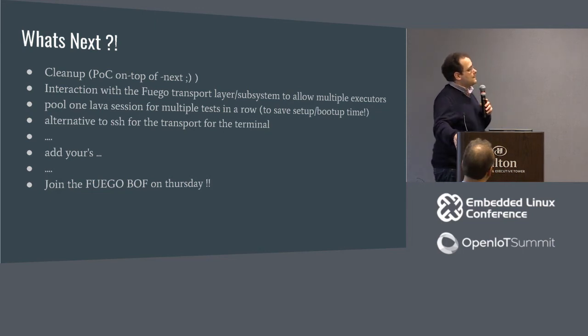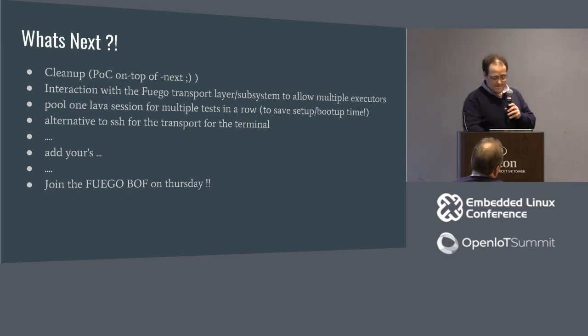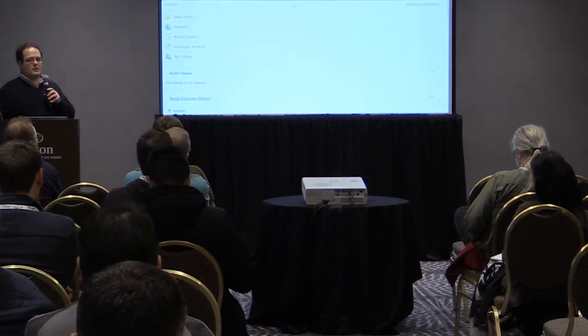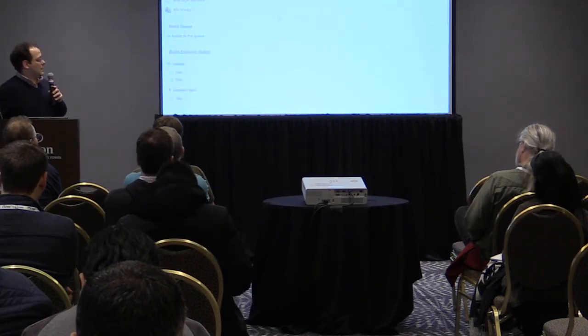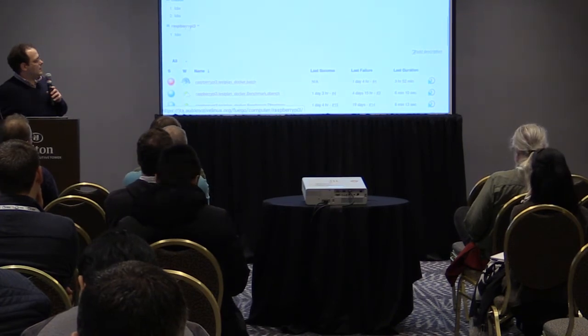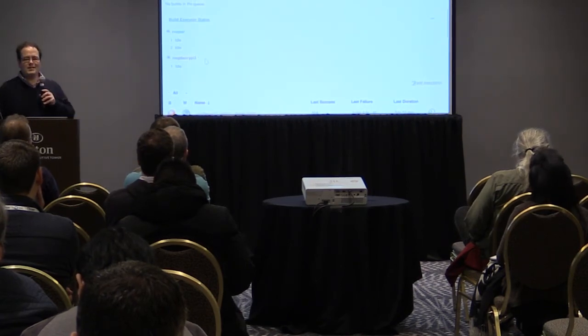Of course, there's also pooling: pool one Lava session for multiple tests, so we stay on the same booted board, for speed reasons. On the other side, if we look at the Fuego interface here, if we use an orchestrator like Lava, or a board tool like Lava, whatever you use, in Fuego one board is basically one execution node, one executor in Jenkins.